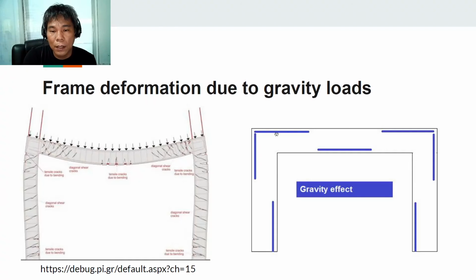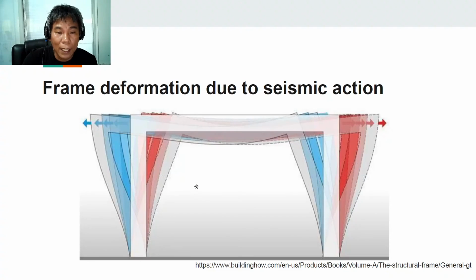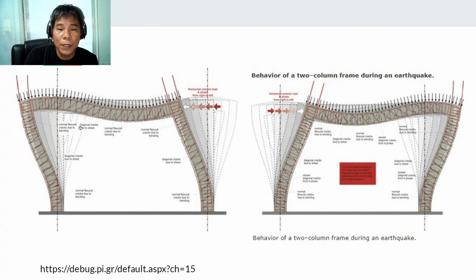These are the rebars for the gravity effect. But it's not only the gravity load. Okay? There is also lateral load that can be earthquake or wind. So what will happen with lateral load? In an earthquake, simply the earthquake goes back and forth. So this is the seismic action. The result would be here.